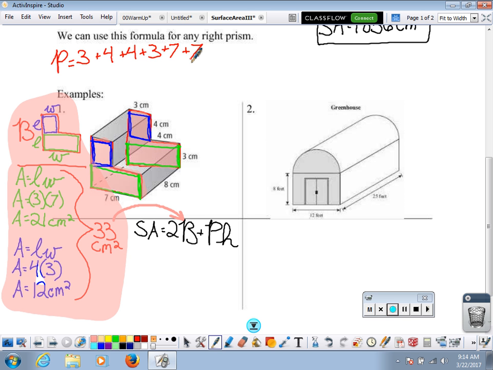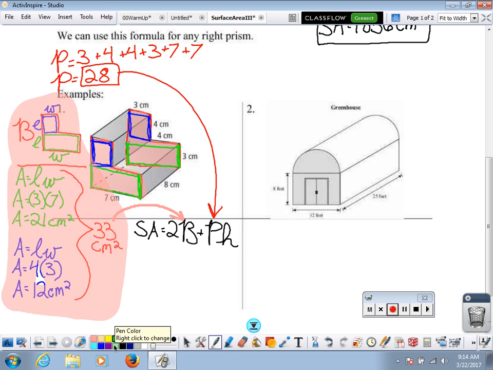Okay, and we can use a calculator if we need to. What do we get if we add those all together? Good, 28. Yeah, 28. Now I have the perimeter. So I have the area of the base, I have the perimeter.